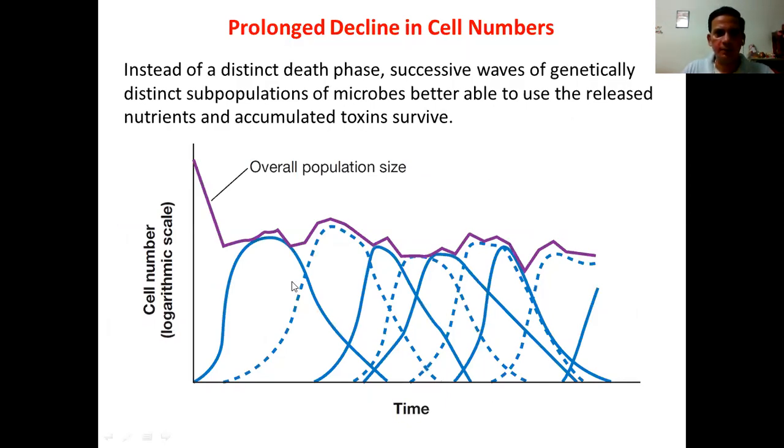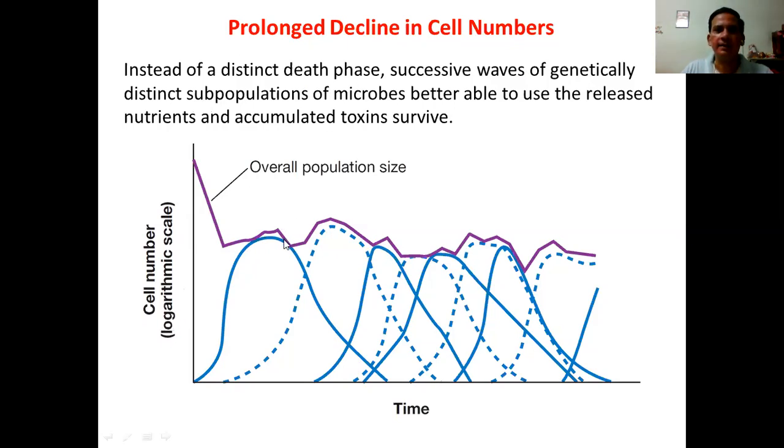Here you can see that there is a prolonged decline in the number of cells. Instead of a distinct death phase, successive waves of genetically distinct populations of microbes better able to use the released nutrients and accumulated toxins survive. If you look at this graph, this is time versus overall population size, and I believe we can get multiple kinds of graphs. The overall population size remains a little bit constant.